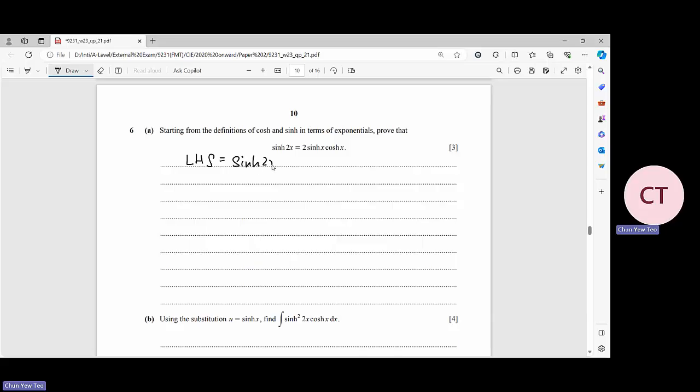So it will be sinh 2x. If you use the definitions of the exponential form, then you will get e power 2x minus e power negative 2x divided by 2. And you can actually factorize that, become e power x plus e power negative x, e power x minus e power negative x divided by 2. So I'm using the formula a squared minus b squared. I factorize it, become a plus b, a minus b.